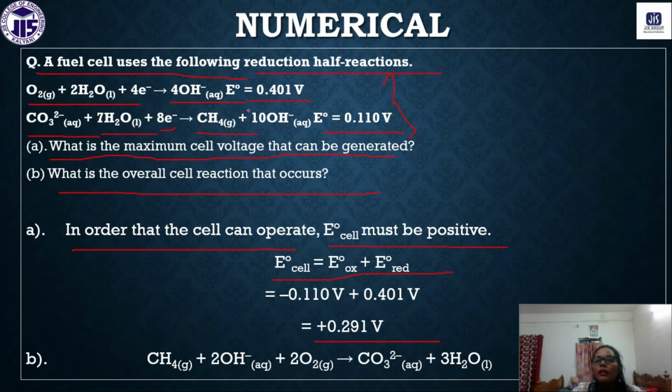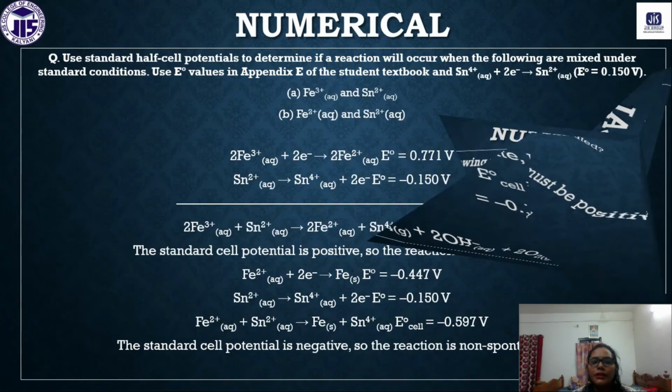And what is the overall cell reaction? If you see these two equations, then from these two equations you can very easily get the overall reaction. What is the overall reaction? That is methane plus OH minus plus 2 oxygen molecules that will form carbonate and 3 molecules of water. Okay, and this is the total reaction. Very easy. Okay, next we will move to the next question.